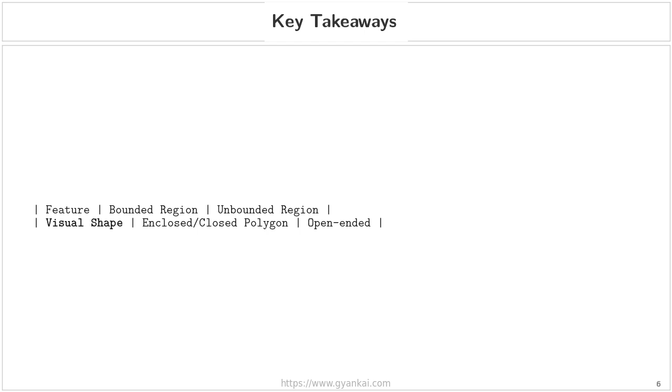Key takeaways. Now that we have walked through the definitions, the real-world analogies, and the specific examples of both types of regions, let's bring everything together with this summary table. This is a great tool to use as a quick reference for your revision. Let's look at the first row, visual shape. As we discussed earlier, a bounded region is a closed polygon. Think of it as a fenced-in area. An unbounded region, however, is open-ended, meaning it stretches out indefinitely.